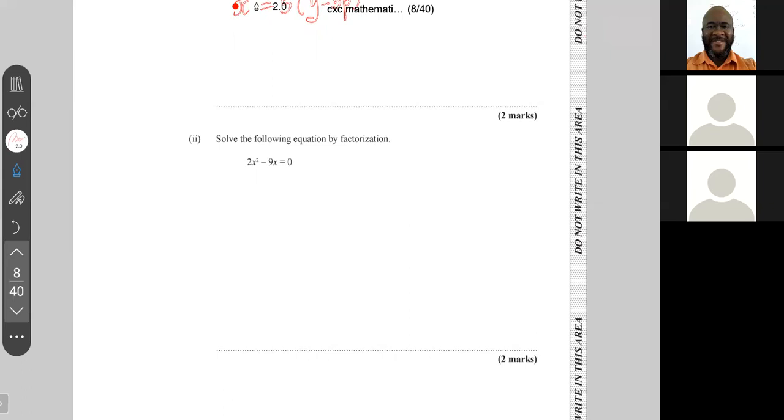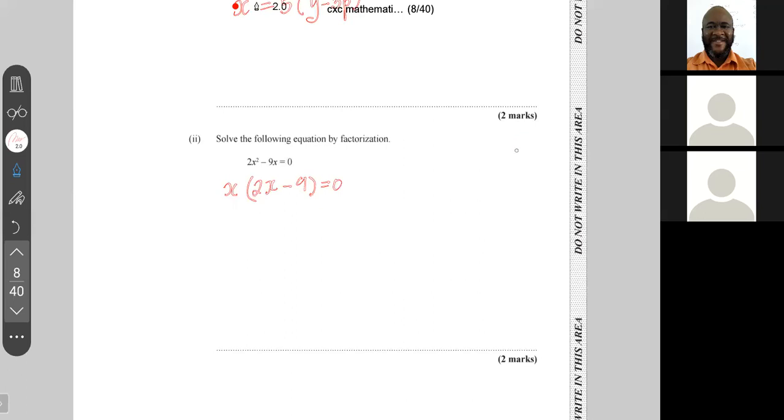To factorize that, the first step in any factorization is to see if there is a common factor. Now, common to 2x squared and 9x is x. So I'm going to pull my x out. Then I'm going to divide. x goes into 2x squared 2x times. And x into 9x goes 9 times. And this is equal to 0.